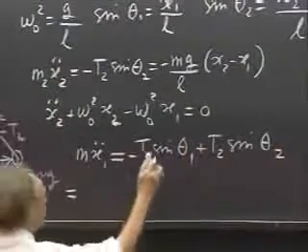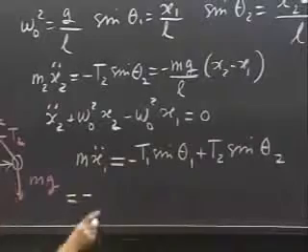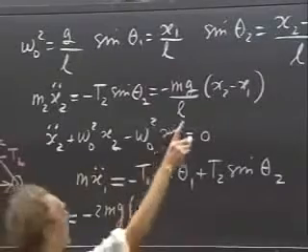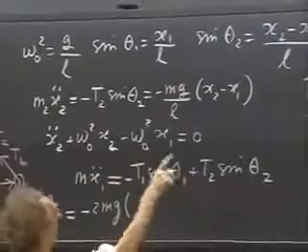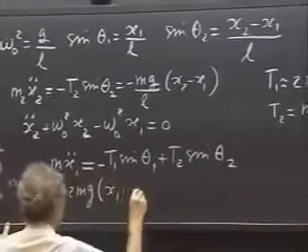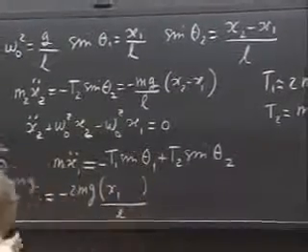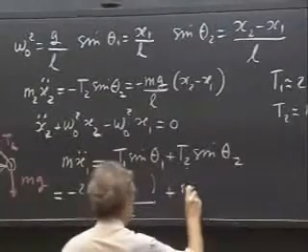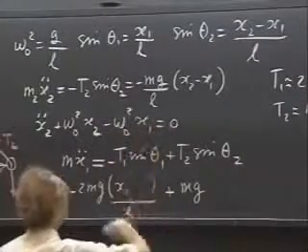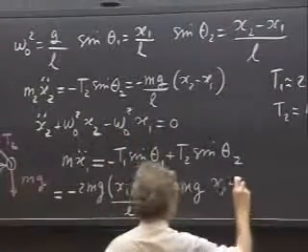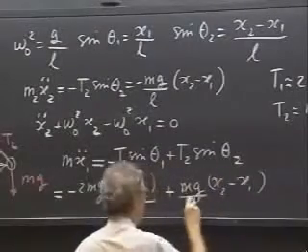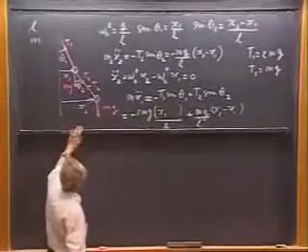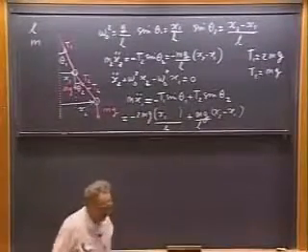So this becomes equal to minus 2mg times the sine of theta 1, which is x1 divided by L. And then I get plus T2, which is mg, times the sine, x2 minus x1 divided by L. And I'm going to divide by m, and I'm going to use my shorthand notation.